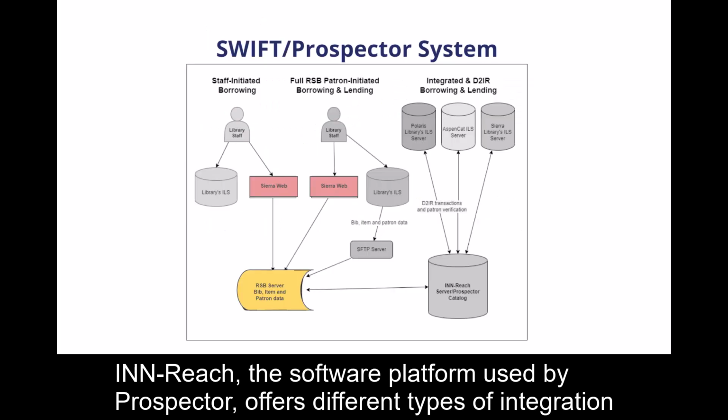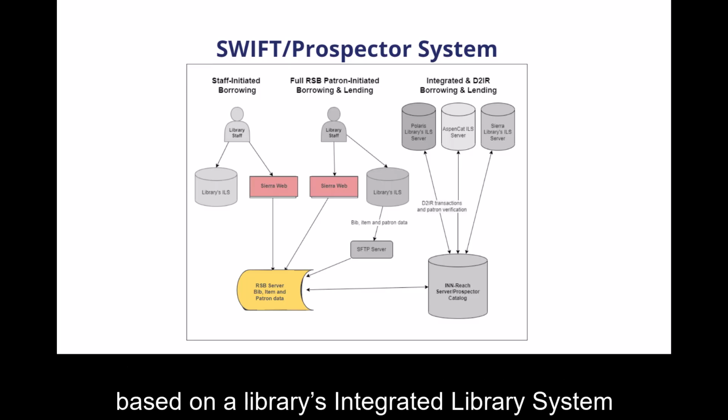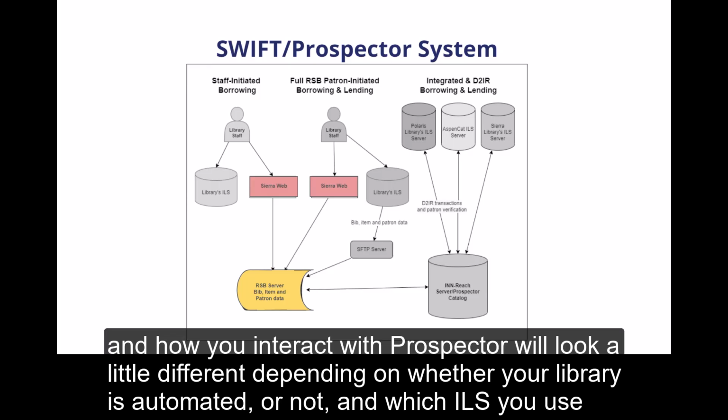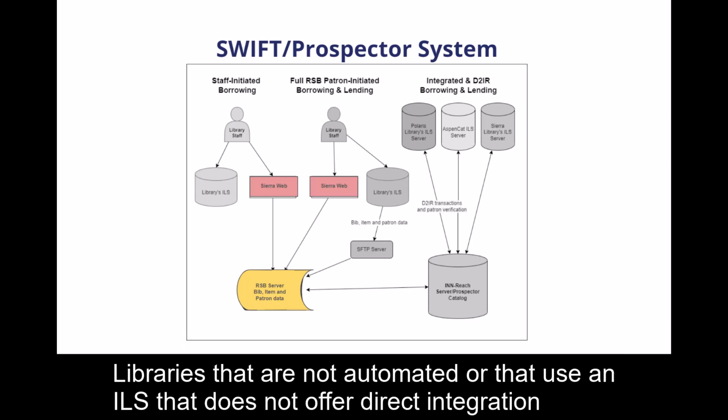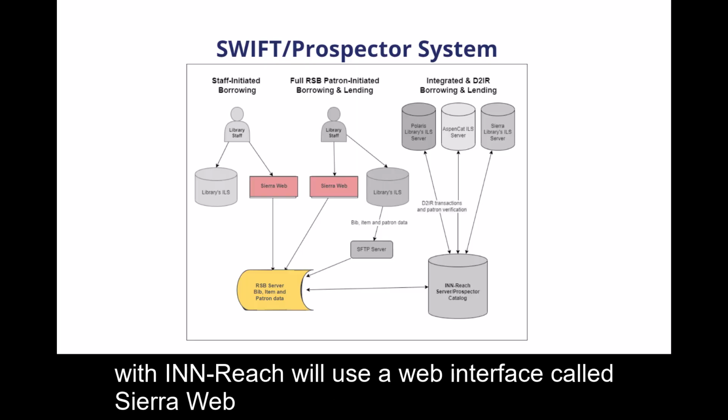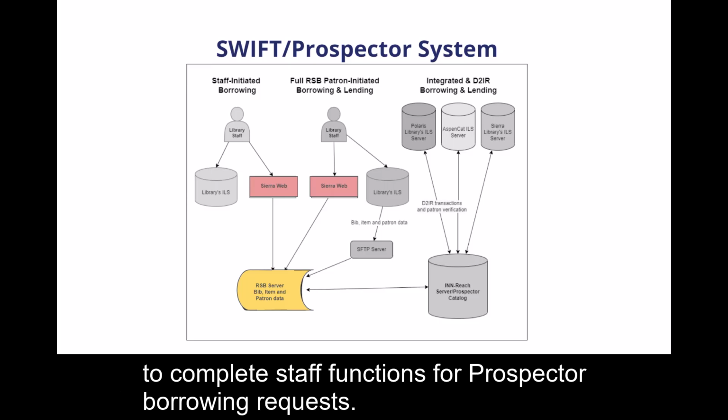InReach, the software platform used by Prospector, offers different types of integration based on a library's integrated library system, and how you interact with Prospector will look a little different depending on whether your library is automated or not and which ILS you use. Libraries that are not automated or that use an ILS that does not offer direct integration with InReach will use a web interface called SierraWeb to complete staff functions for Prospector borrowing requests.